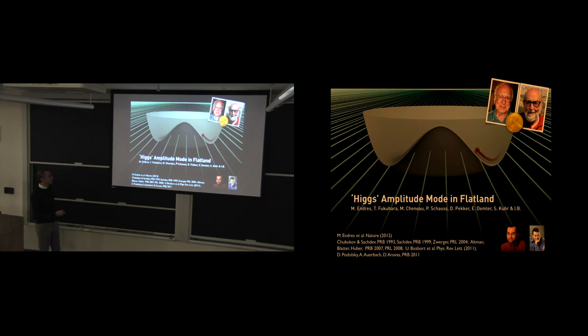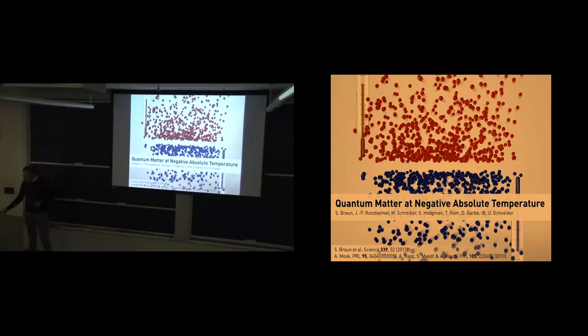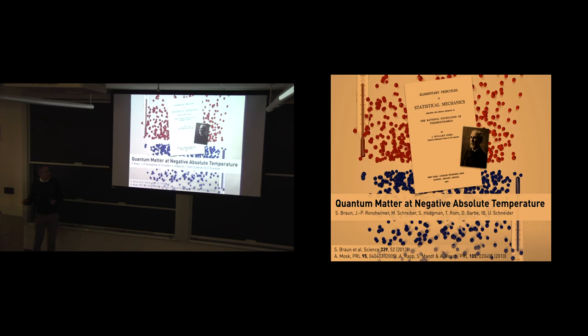Now, of course, we don't create real Higgs particles, but we create collective modes, excitations, which behave like Higgs particles in a relativistic quantum field theory. And then we can study whether these excitations exist in a two-dimensional world. I'll come back to the negative temperatures, which brought us to the foundations even of statistical mechanics, to this treatise of Gibbs, which I'll maybe come back to in the latter part of the talk.